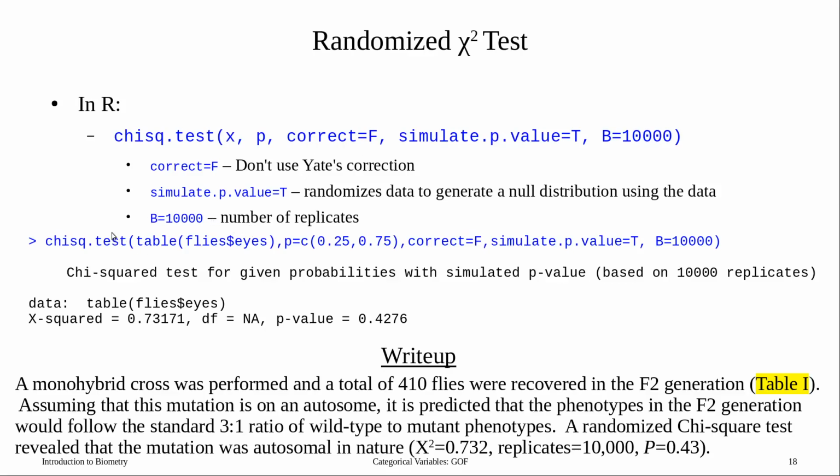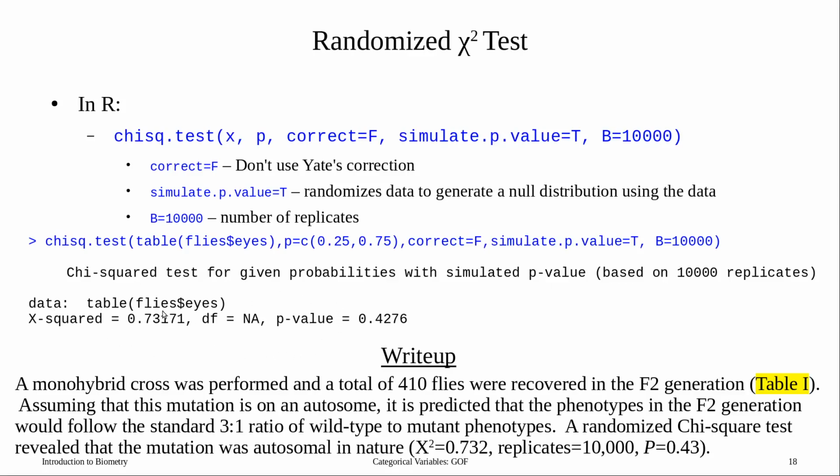So how do we do it with our fruit flies? Well, we run chi-square.test, table, flies, $i. We give our p-value. Everything's the same, but this time we do simulate.p.value equals T. Number of replicates B is equal to 10,000. And after a little bit of time, it comes up with this output.